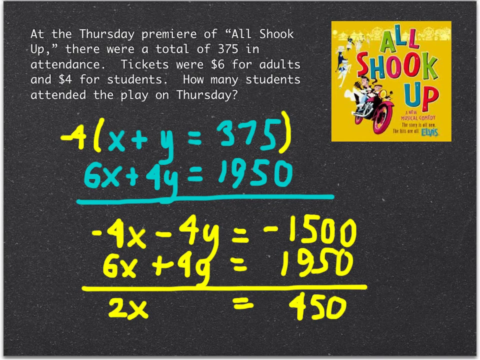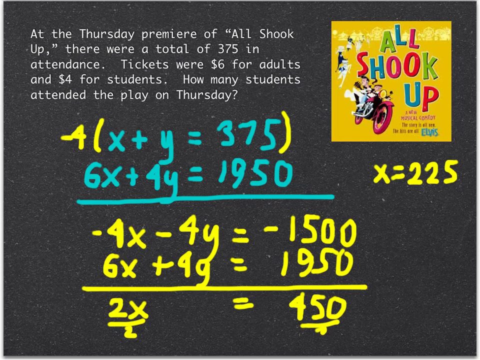So I can solve this for x. Kind of running out of room here, so I'll talk you through it. If I divide both sides by 2, I guess I can barely sneak that in there, I'm going to end up with x equaling 225. So x would be the adults because they're the ones that paid the $6, and the problem asks me to figure out how many students were there.